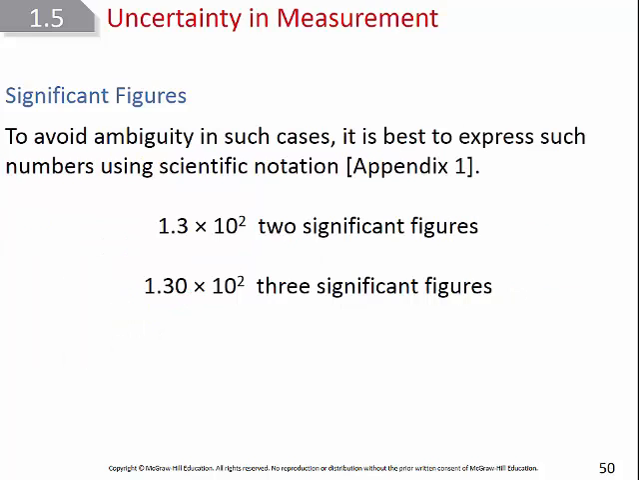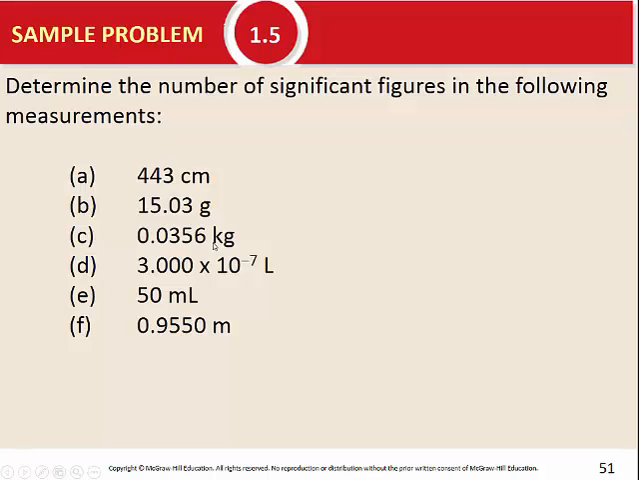Well, that's where scientific notation comes into play. So if your number ends at the 0 and you don't have a decimal, use scientific notation so you can put a decimal in there. For example, if I wanted to show that the number 130 had only 2 significant figures, I would write it in scientific notation as 1.3 times 10 to the second. If I wanted to show that it had 3 significant figures, I would write it as 1.30 times 10 to the second. Now we see that all 3 digits are significant. So let's go ahead and count significant figures for a couple of examples here.